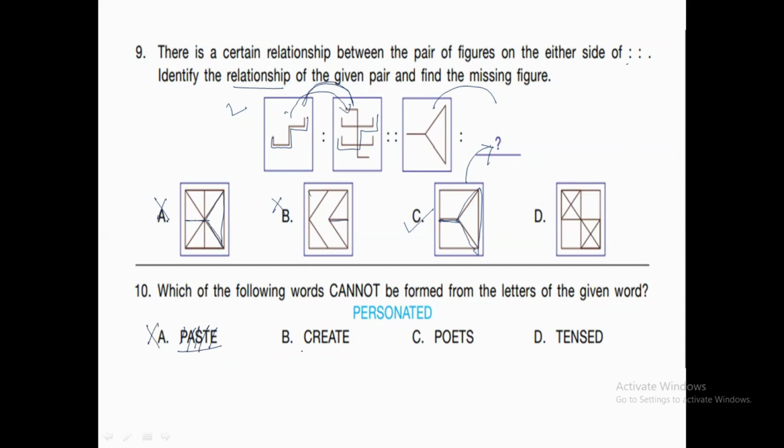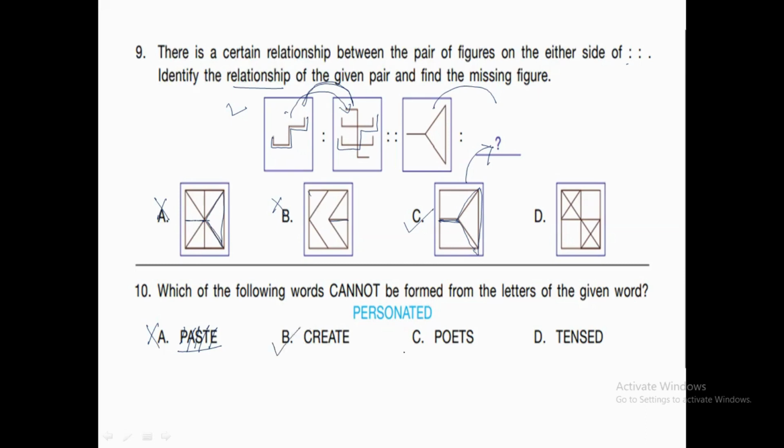Now let's move to the next word, which is create. It starts with the letter C. What we can see is that the letter C is not in this word personated. So we cannot form create out of the letters given in the word personated, because the letter C is not here. So the correct answer is B.